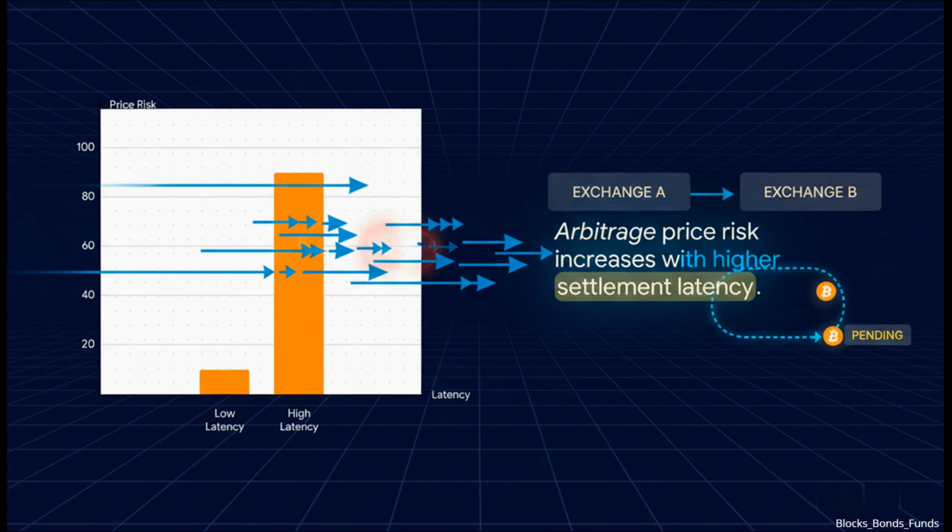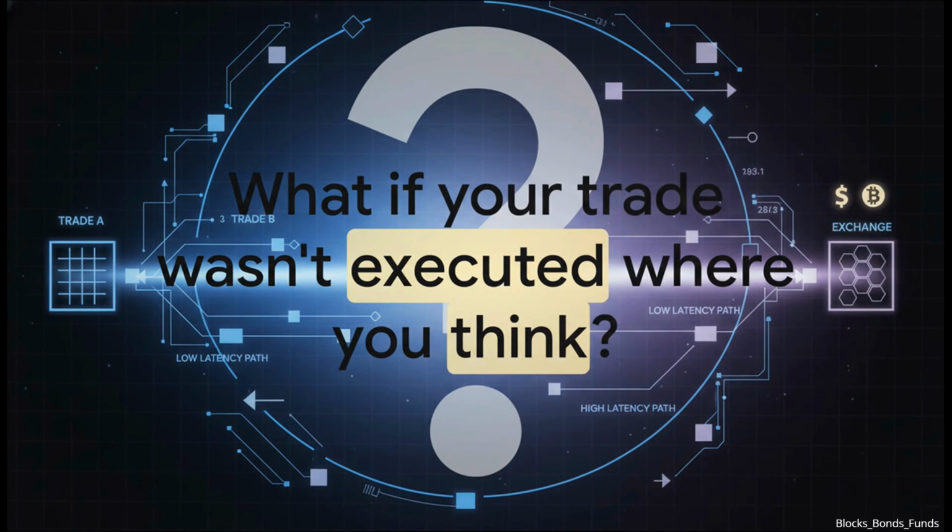Which brings up a fascinating and slightly terrifying thought. Because of all this fragmentation, two totally identical trades executed by two different people at the exact same millisecond can yield entirely different financial outcomes. It all depends on the routing, the latency, and the specific matching engine of the exchange you happened to be on.